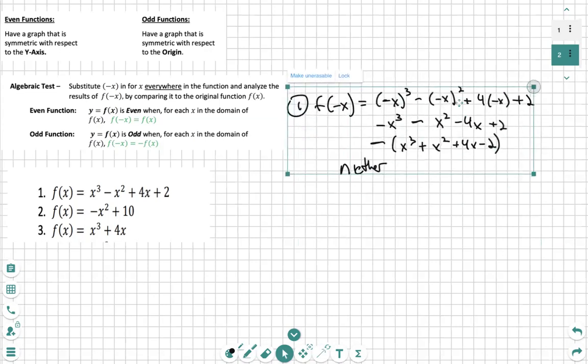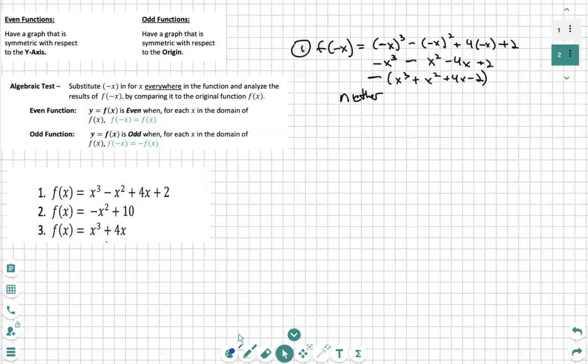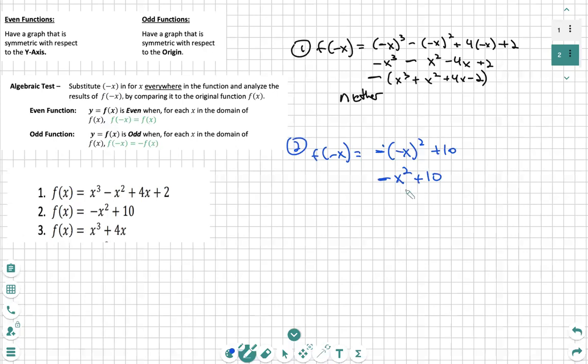Let us do the next one. Number 2. We're going to replace x with negative x, and we see we have a negative on the outside. Replace all of our x's with a parenthesized negative x. That square keeps it positive, so our sign does not change. And you notice f of x did not change. It is exactly the same as the original.